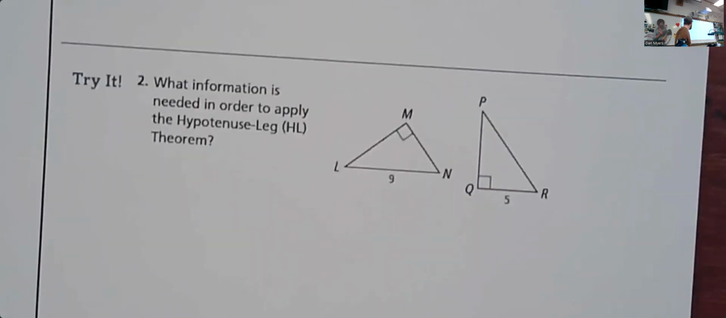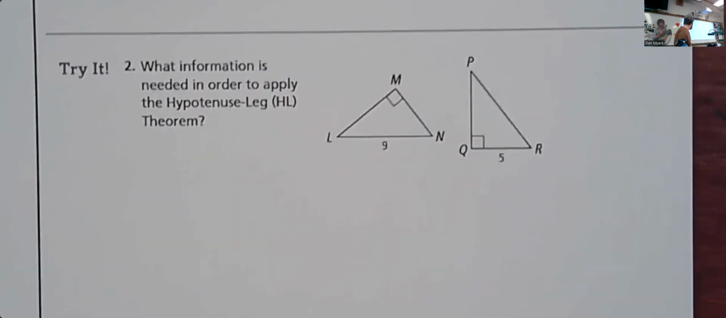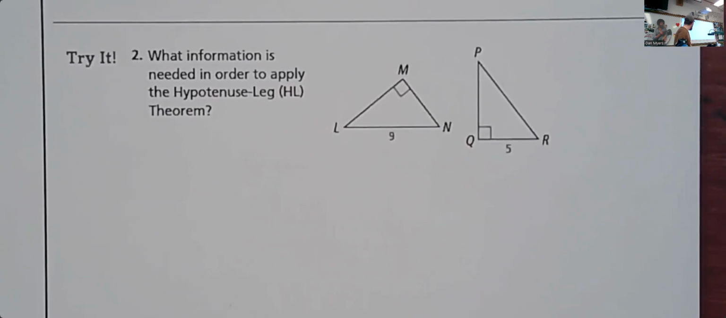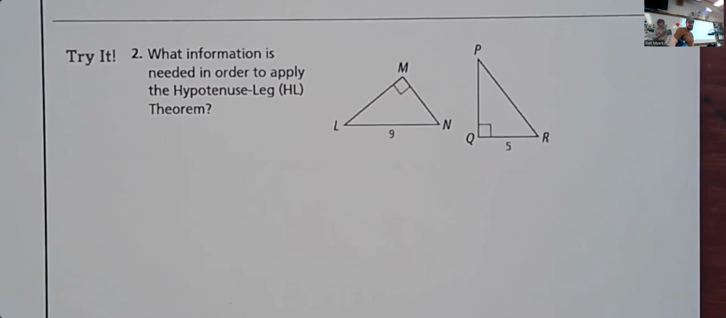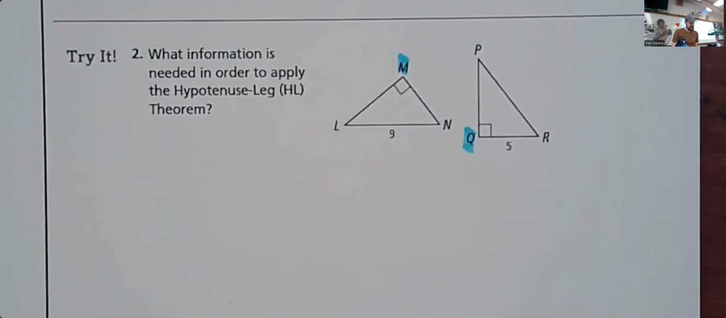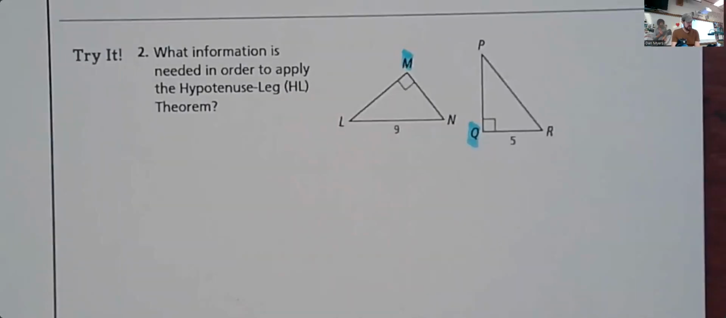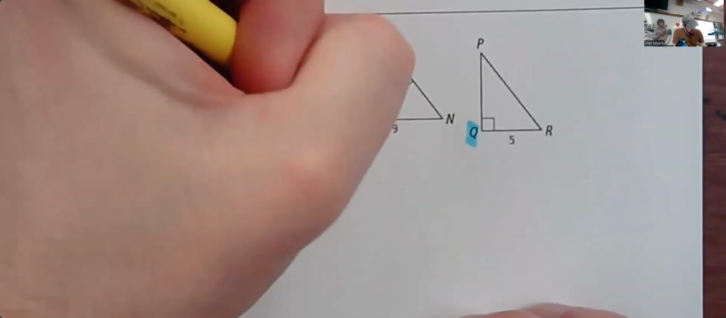So here we go. Number 2, what information is needed in order to apply the hypotenuse leg theorem here? First of all, let's figure out what parts of these triangles actually correspond to one another. It'd probably be easiest to start with what letter? Yeah, Q and M, because those are where the right angles are. So P and L. I would agree with that. So P corresponds to L.